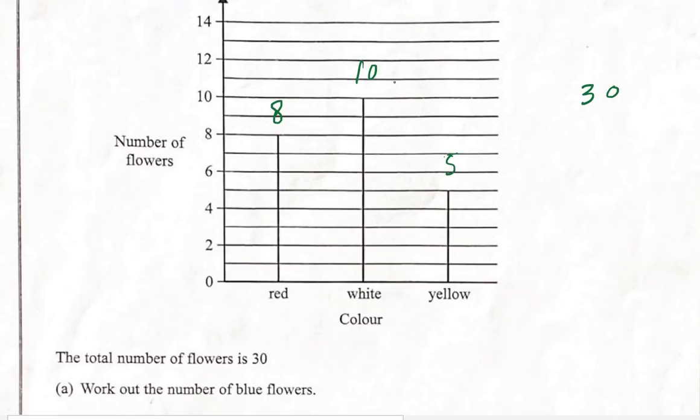Easy peasy to read. So we're going to add them all together. 10 plus 8 is 18, 18 plus 5 is 23. So these are 23 and the total is 30. If we take away 23 from 30, that is going to be 7. So this means our blue flowers are 7. Hope you understand this question.